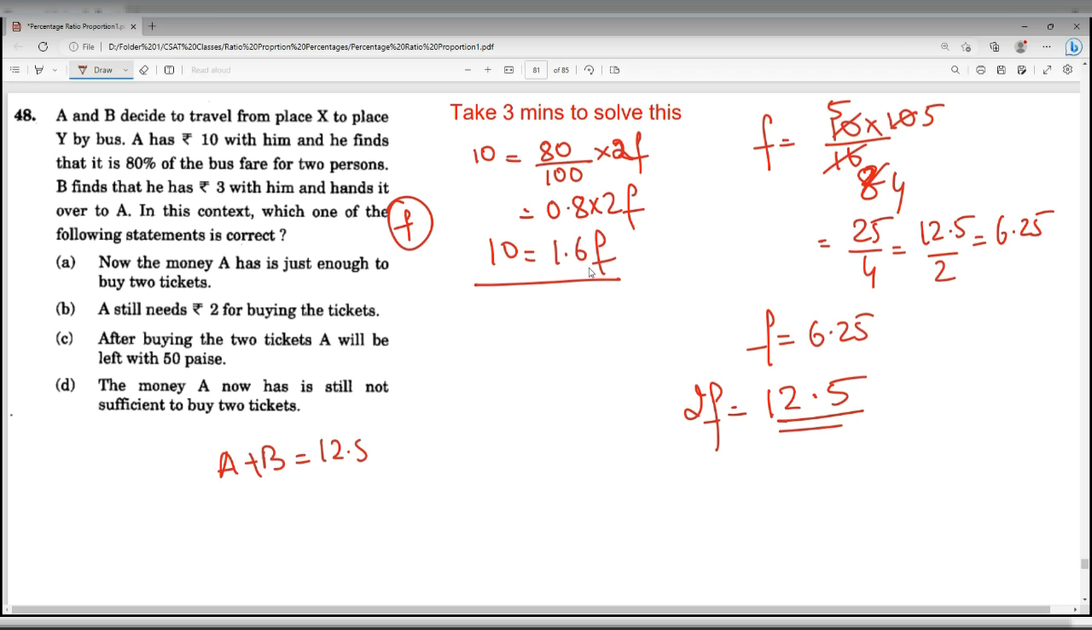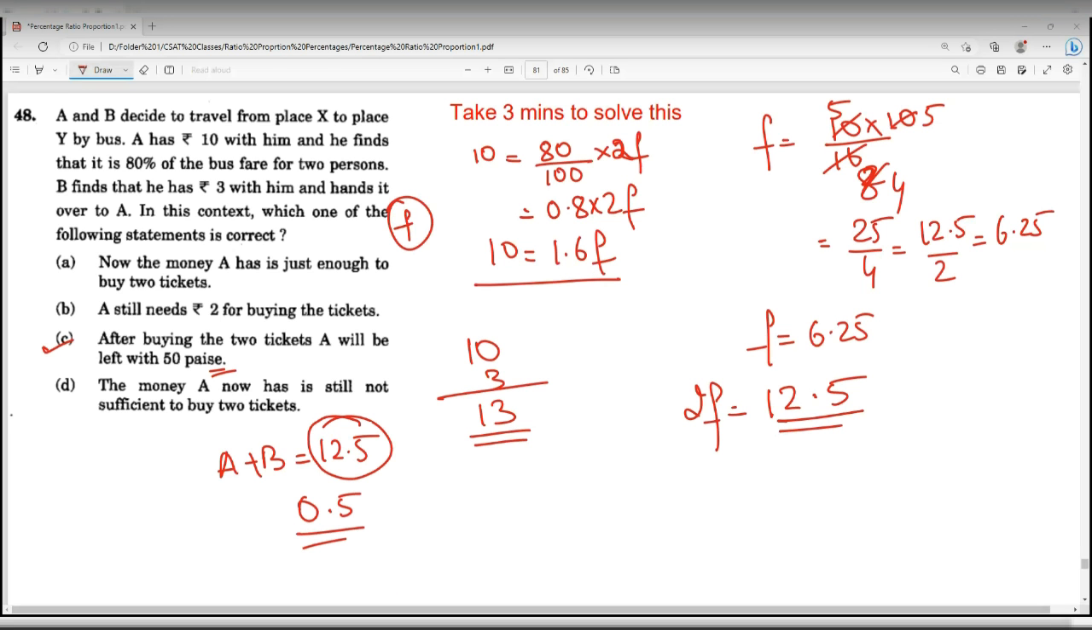A had 10 rupees. B found 3 rupees in his pocket. So the total combined is 13 rupees. They had to buy the tickets at 12.5. So the remaining money is 50 paisa. So that option, I think, is C. After buying 2 tickets, A will still be left with 50 paisa. I hope this is clear.